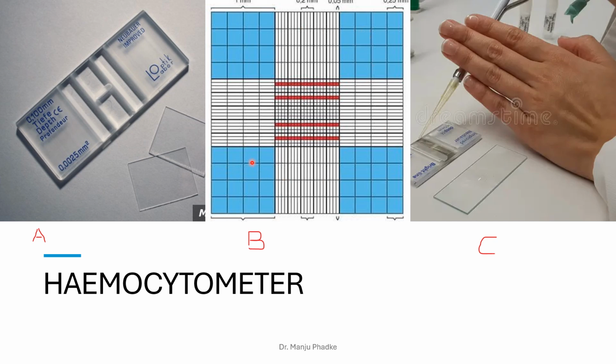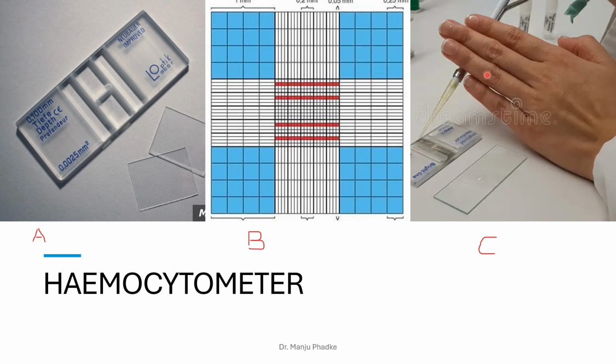This perpendicular square is further divided by parallel lines and perpendicular lines, and there are at the four corners the WBC squares, and in the center there is the RBC square, which is used for counting.